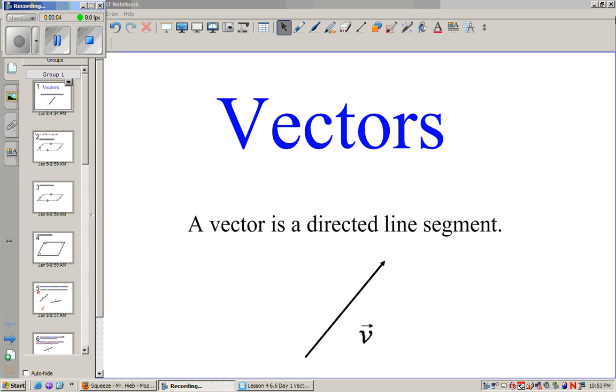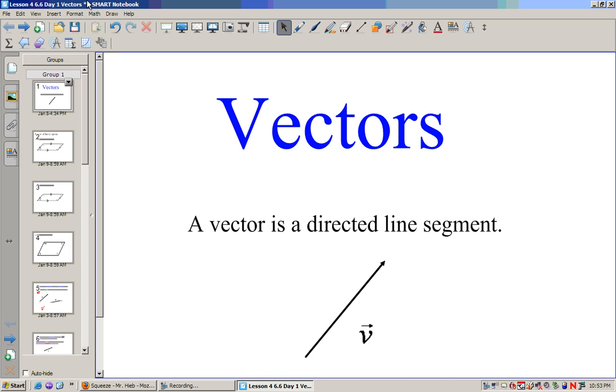Hello, welcome to our chapter on vectors. This is our first day on vectors, and it's the fourth day of our current unit. A vector is a directed line segment, similar to this down here, and usually represents some sort of force.